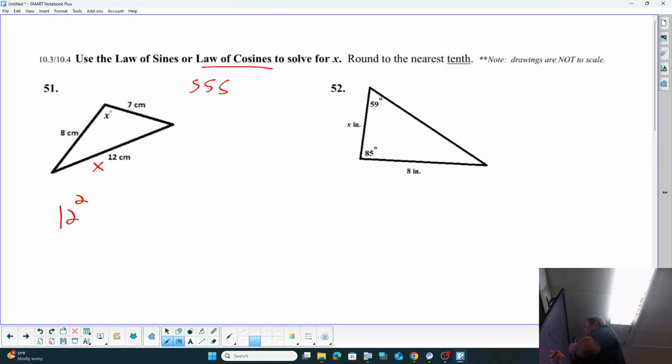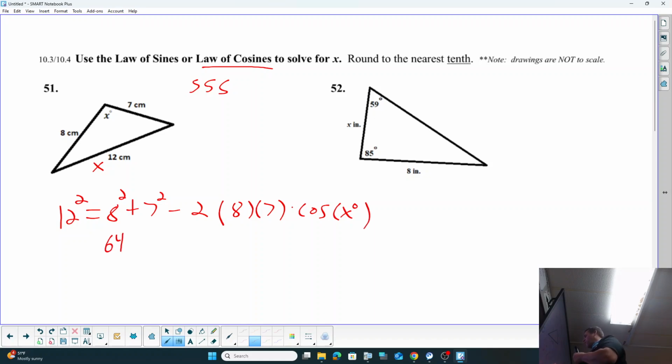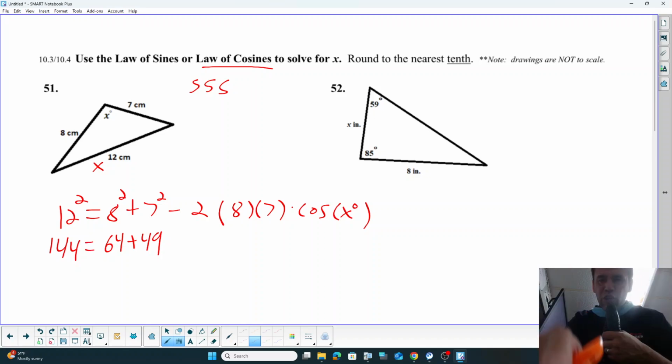So we have 12 squared is equal to the other two sides squared and added, minus 2 times those sides, just multiplied together, times cosine of the angle we're trying to find, right? So 8 squared is 64 plus 49, and you're going to subtract that from 144. You remember how to do this? Pause me. You try, you know what you're doing.